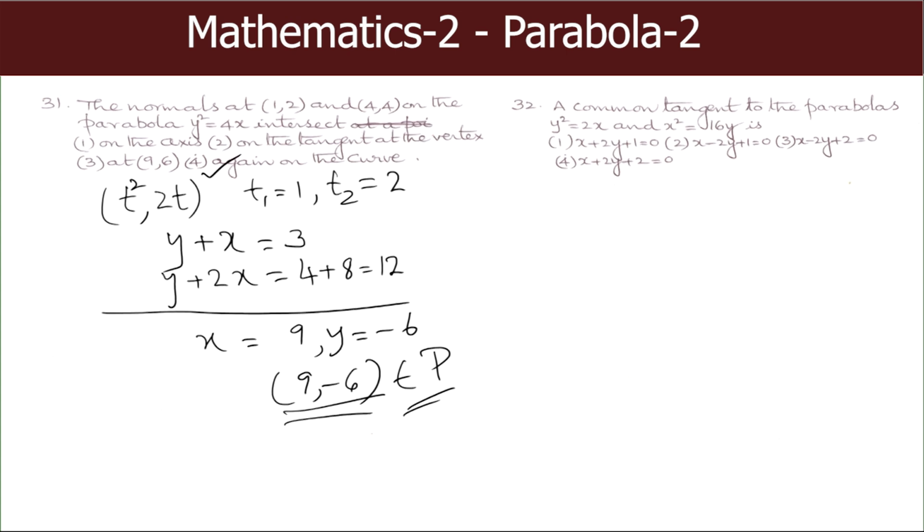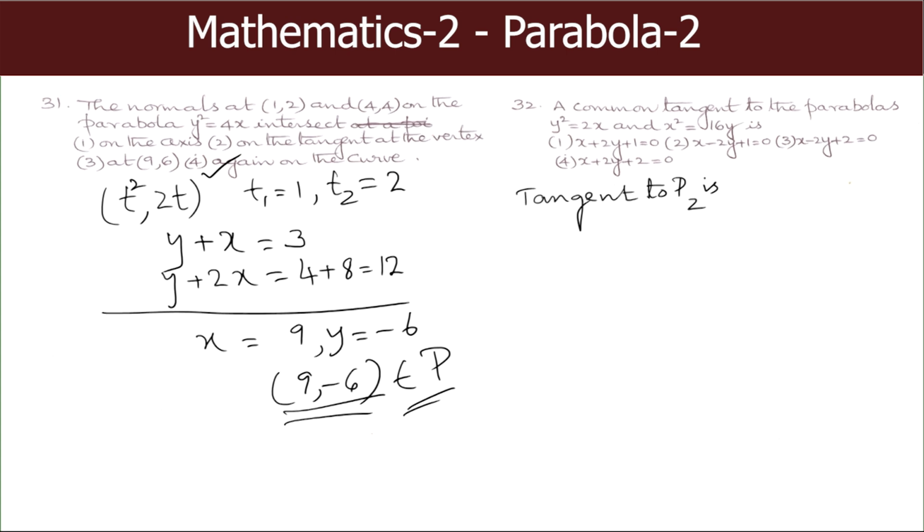A common tangent to the parabolas y square equal to 2x and x square equal to 16y. So, one parabola has its axis as the x axis, the other parabola has its axis as the y axis. First of all, let us write the equation of a tangent to the second parabola, P2, parabola 2.